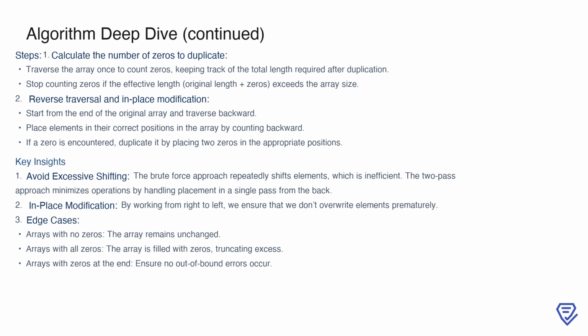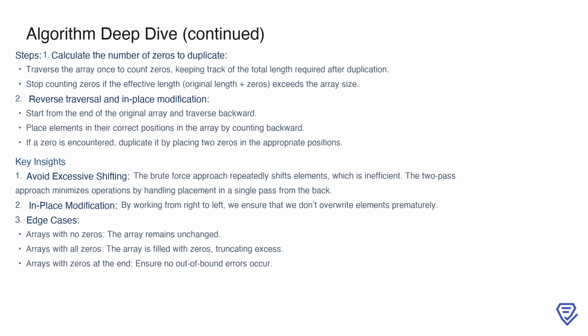Next, in the second step, we process the array from the end, traversing it backward. By working from the back, we place elements directly into their correct positions without overwriting any values prematurely. If we encounter a zero during this backward traversal, we duplicate it by placing two zeros in the appropriate positions. This approach is efficient because it avoids excessive element shifting, which was a major drawback of the brute force method. Additionally, it ensures that the array is modified in place, adhering to the space constraint of O(1).